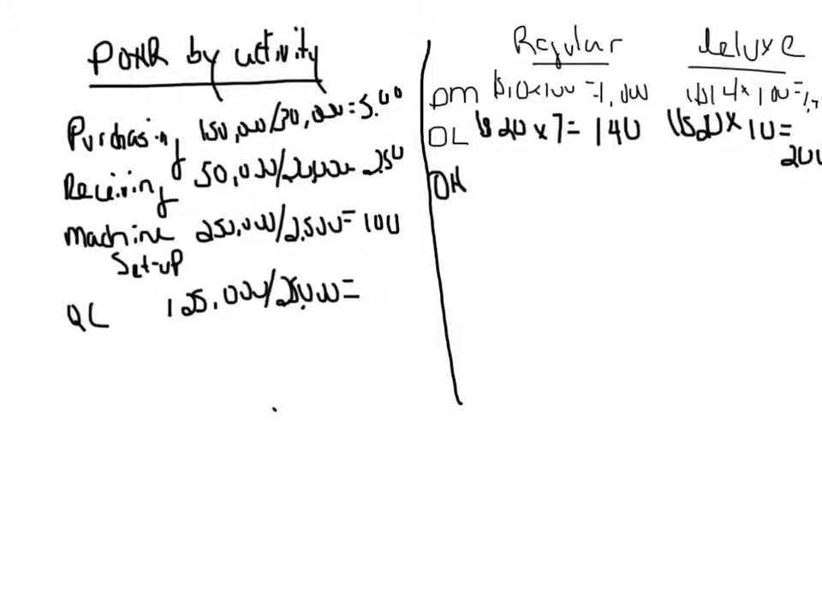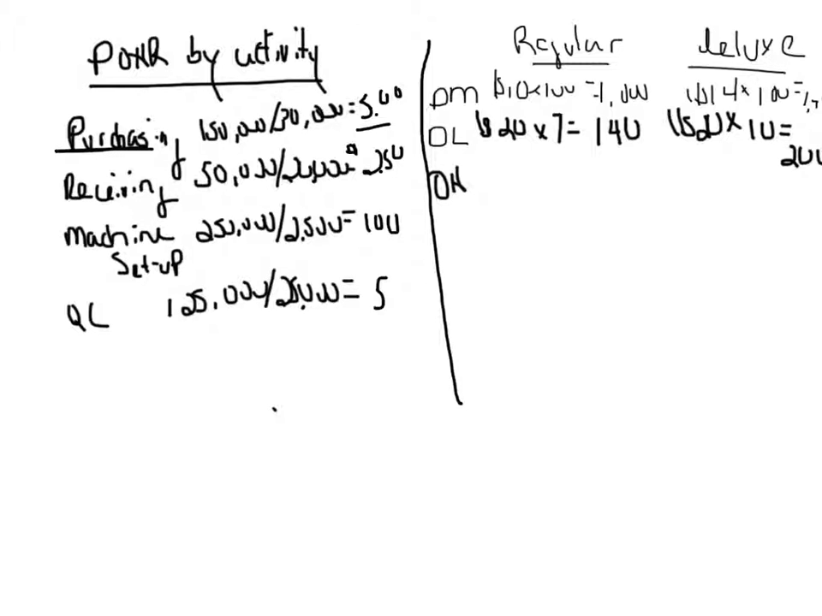And then for quality control? $5. Now here's the thing with labeling. For purchasing, if I say $5, Jen, what is that? $5 per what? Per purchase order. Okay, so we've got $5 per purchase order. How about the 2.5? $2.50 per shipment.